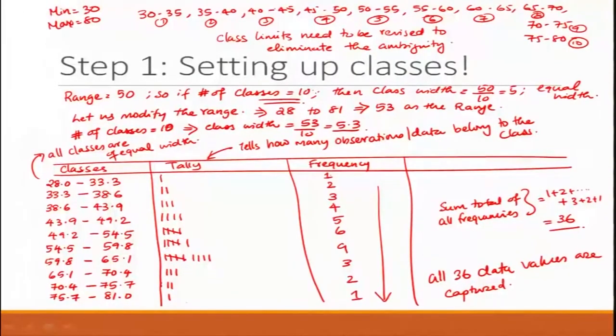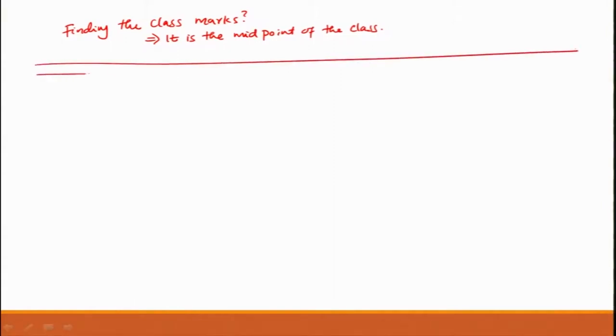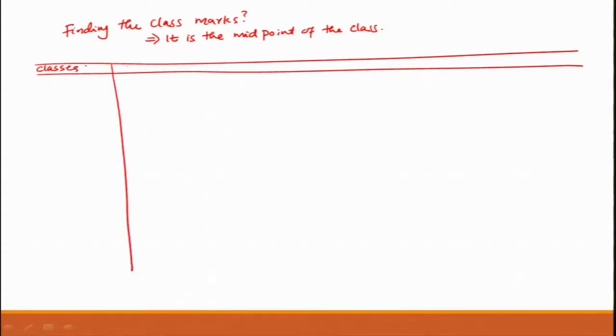So, in that regard, we can say that we have basically fulfilled the rule of thumb that we predicted, which basically says classes should be of equal width and classes should not have any ambiguity and all the values should be captured. So, if you think about it, this is a good frequency distribution that is being built. Now, as I said, finding the class marks is the midpoint of the classes. So, let us draw the table a little bit more nicely. This time we will not do the tally and other stuff. So, we will say classes, then we have our class marks, then we have our frequency.